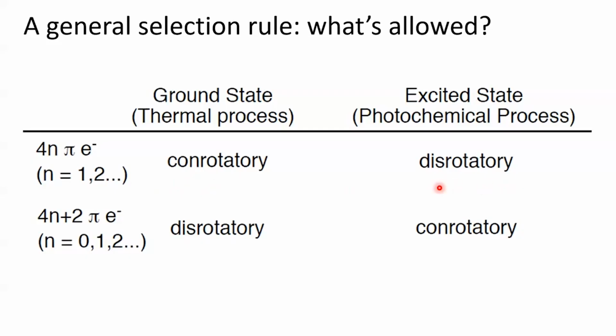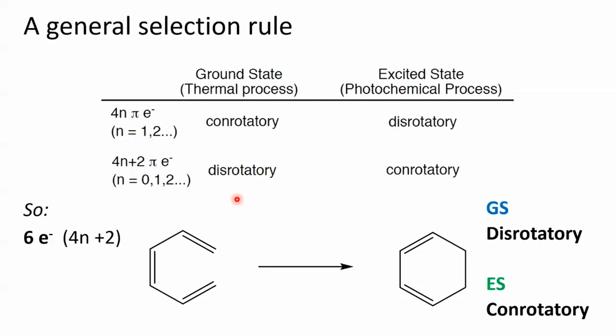If instead we were dealing with chemical species that had 6 electrons, so 4n plus 2, under heating conditions, the cyclization would occur by a disrotatory pathway, whereas photochemically it would occur by a conrotatory pathway. So using this table, we can quickly see the mechanism whereby the cyclization occurs.